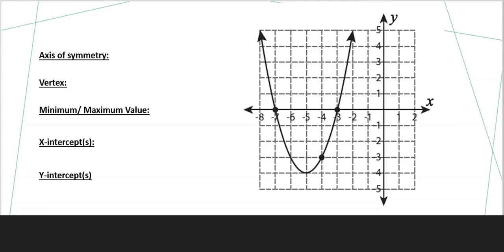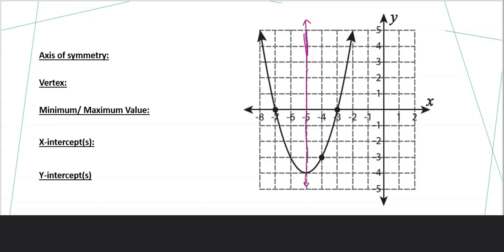First of all, we should know what we mean by axis of symmetry. Axis of symmetry is nothing but the line which divides the graph into two equal parts. If you look carefully, that line will be the line passing through this point. Okay, this one. So it's a vertical line that divides the parabola into two equal halves.